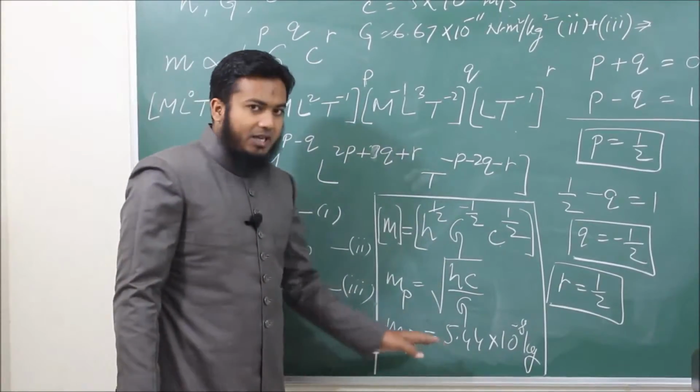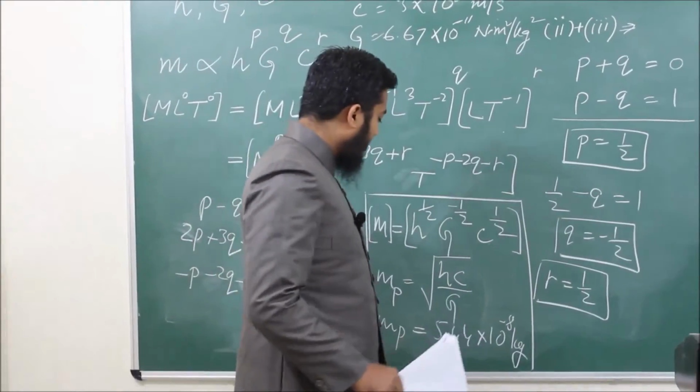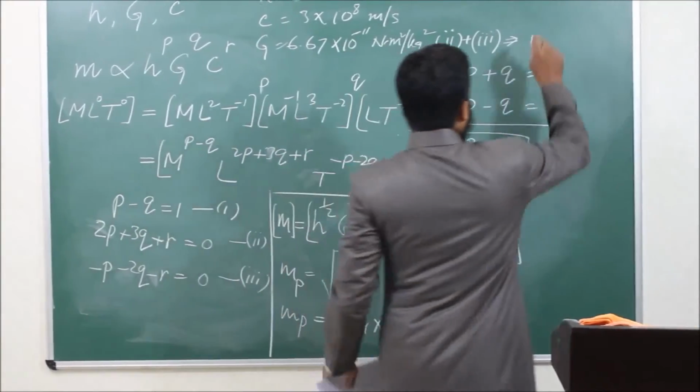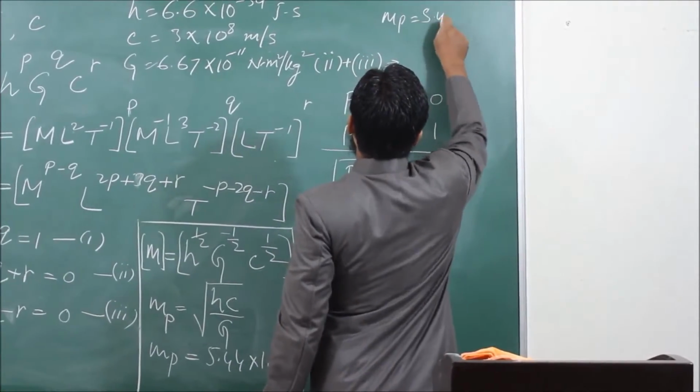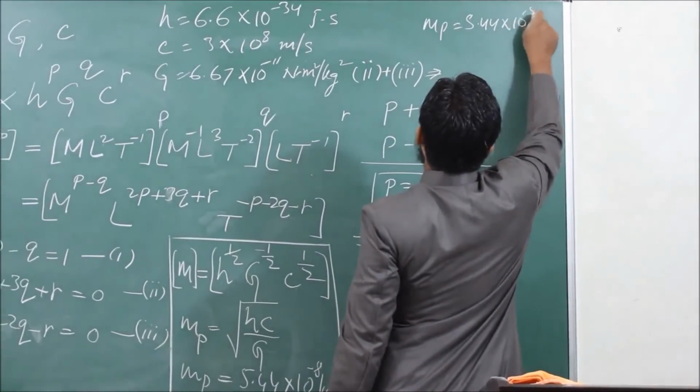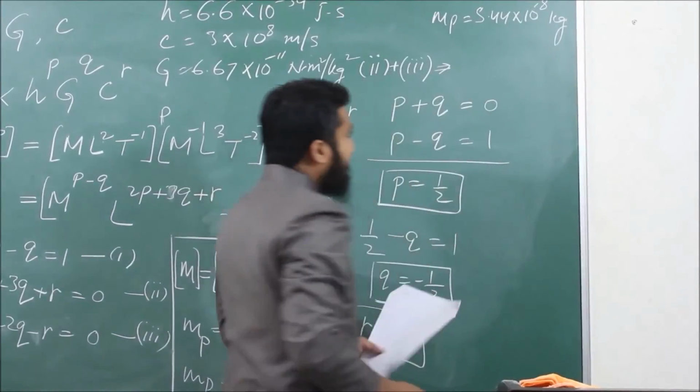Now, it has a very interesting interpretation. So let's note it down in one corner. The Planck's mass is 5.44 into 10 raised to the power minus 8 kilogram.